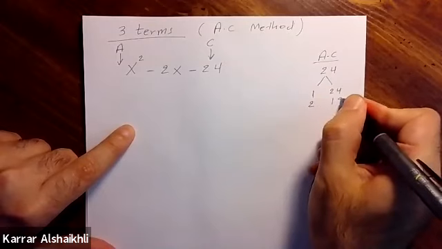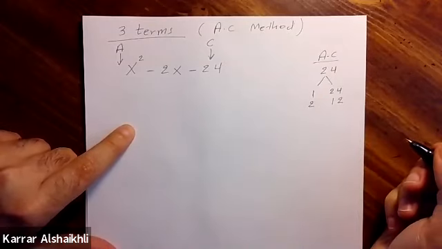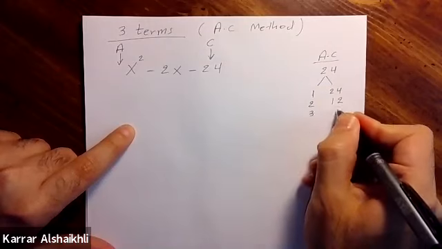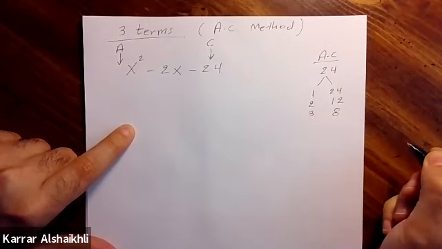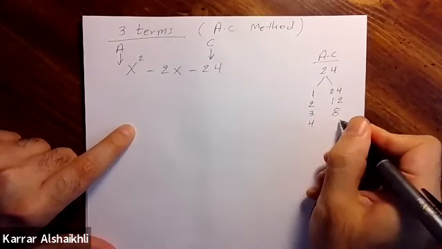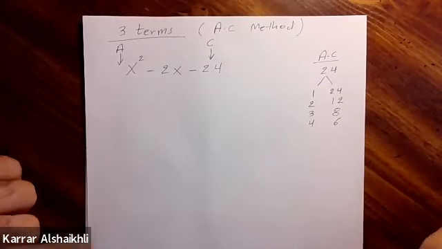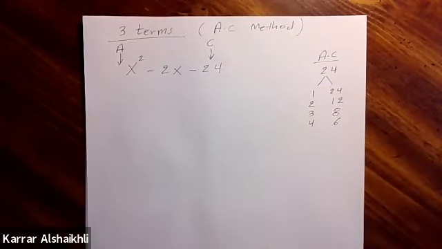2 times 12 is going to be 24. 3 times 8 is going to be 24. And 4 times 6 is going to be 24. Now, here is the important step.